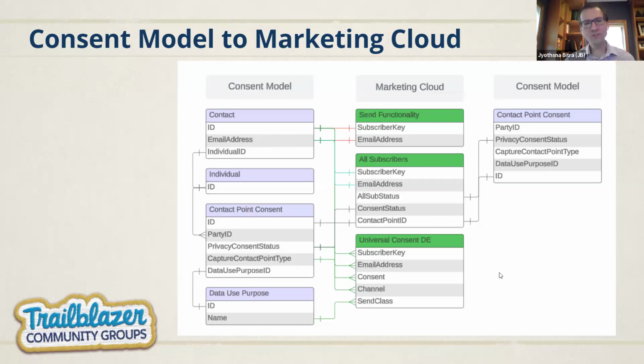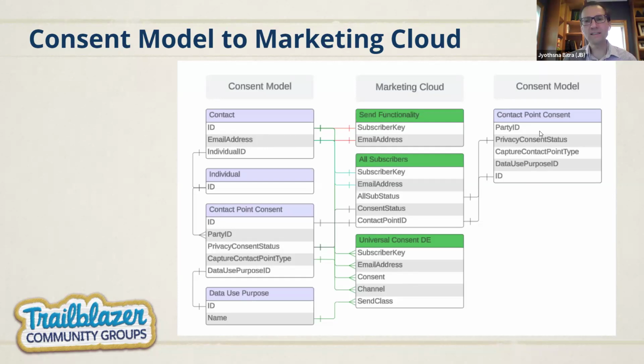And then for that universal or master data extension that we're using to drive our journeys, we're going to want to capture the subscriber key, the email address, and a variety of different data points that we're going to use to determine if they're consented, the channel, whether that's email, SMS, or whatever other communication you're using. And then that send classification might be used from that data use purpose to designate different types, whether that's marketing or commercial communication versus transactional communication.